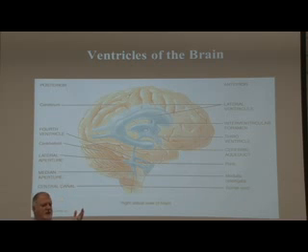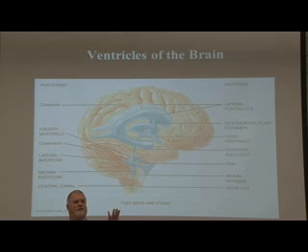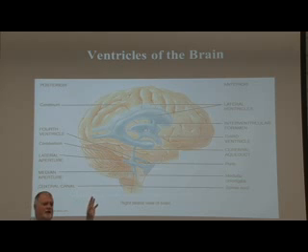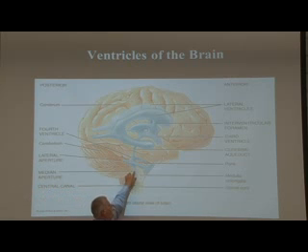The fourth ventricle is associated with the pons and the medulla. So the pons arises from what primary brain vessel? From the rhombencephalon. Then remember, the rhombencephalon divides into metencephalon and myelencephalon. So the pons arises from the metencephalon, and the medulla oblongata arises from the myelencephalon. Right. And they are associated with the fourth ventricle.